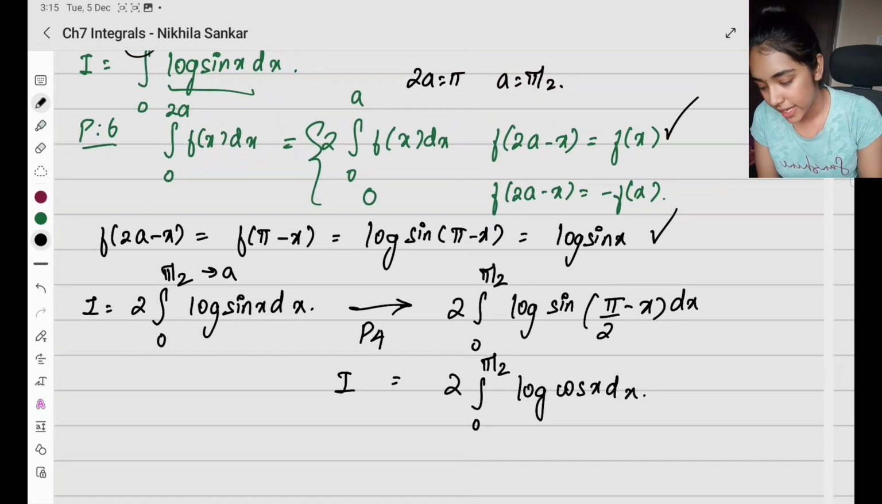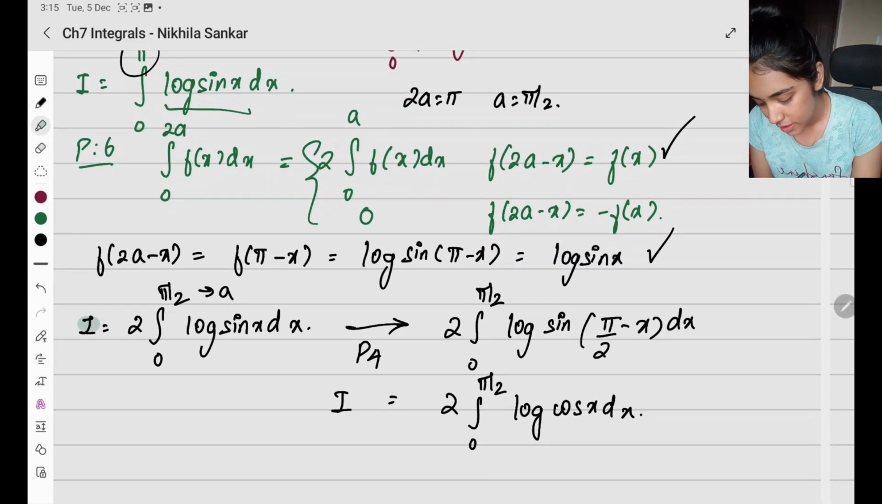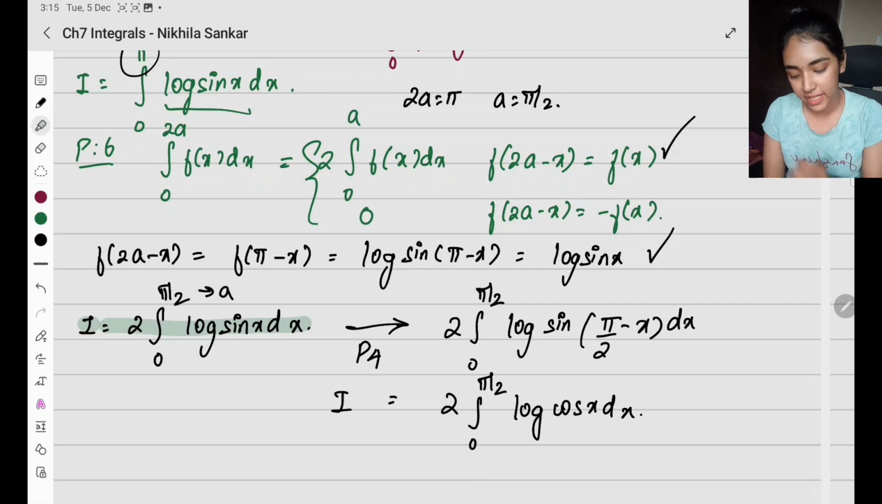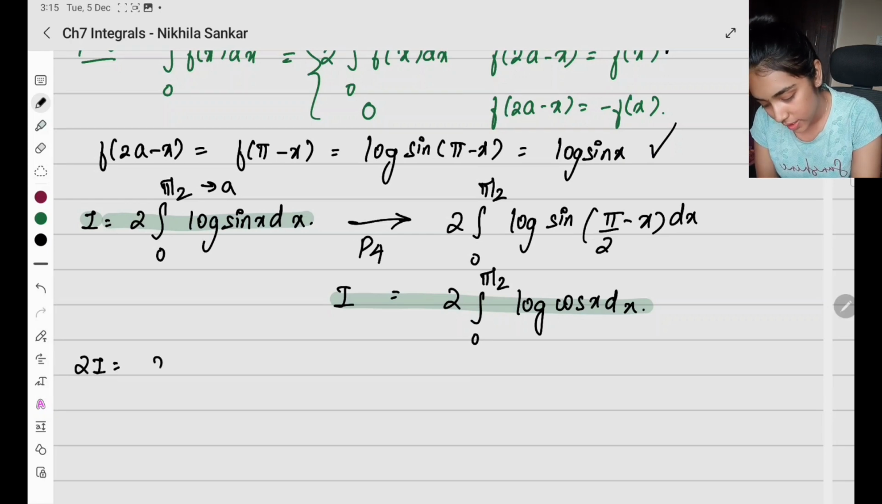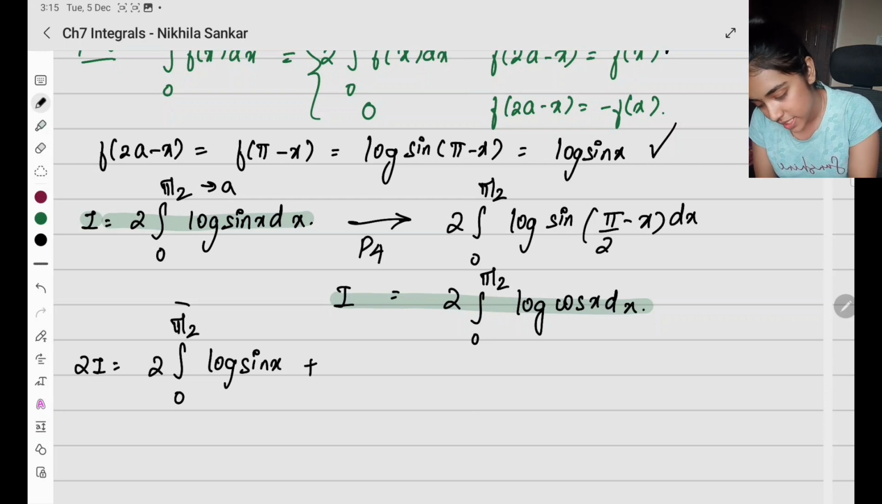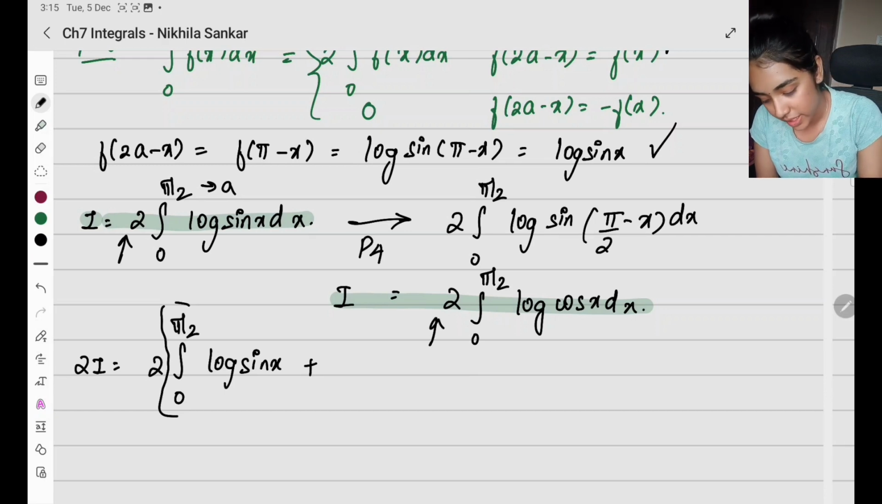So from here I can add these two. Add which two? I have I equals 2 times integral of log sin x dx, and I again equals 2 times integral of log cos x. So sin and cos, can I add them? So I can add: 2I equals 2 integral 0 to pi by 2 log sin x plus log cos x, with the 2 common for both the terms. I have 2 here and 2 here, it's common for both the terms. So I have integral log sin x plus log cos x times dx.